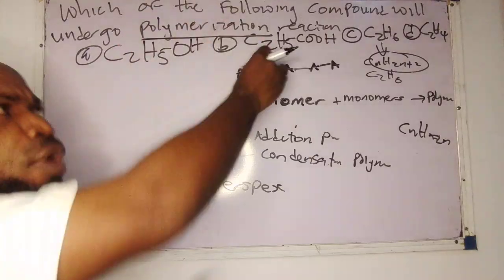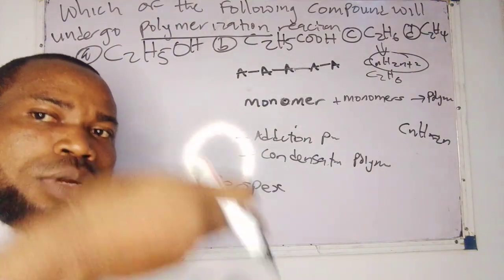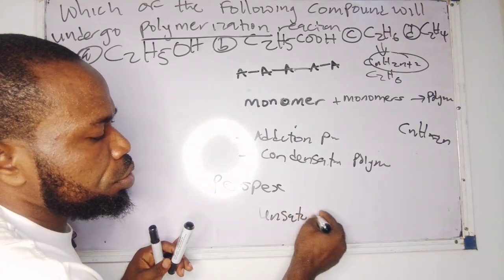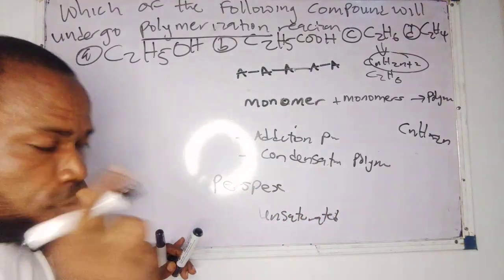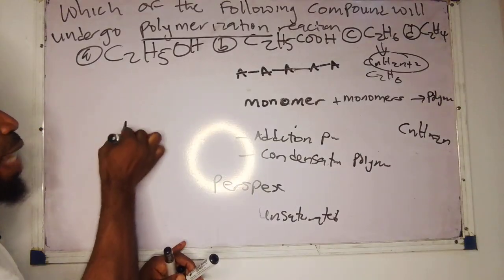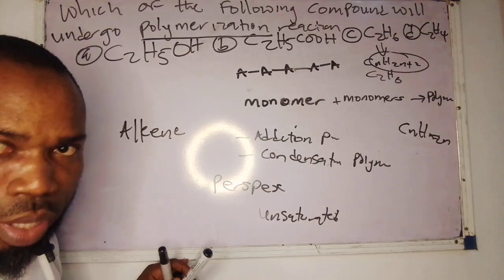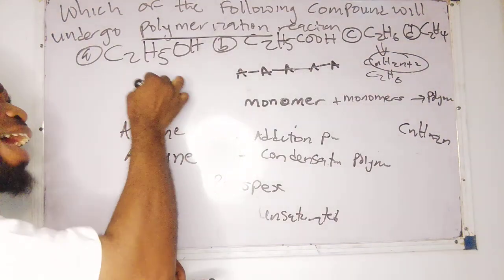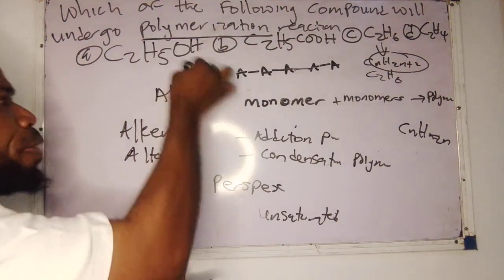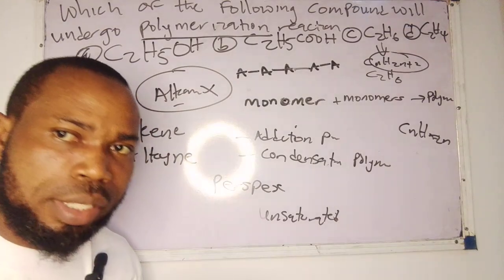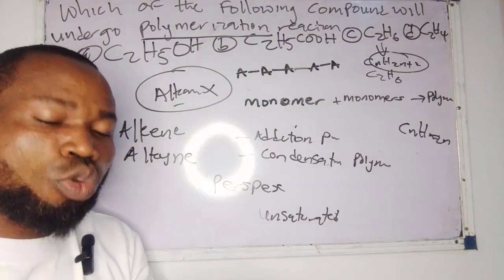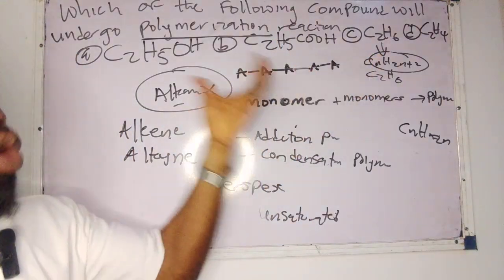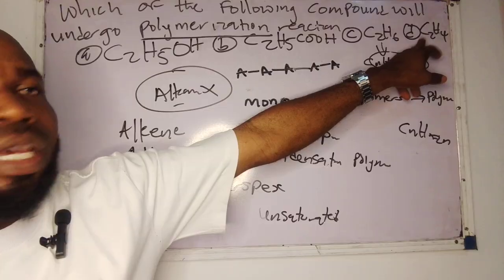But now let's go to the question. Compounds that undergo polymerization are usually what? Unsaturated compounds. That means alkenes can undergo polymerization reaction, yes. Alkynes can undergo polymerization reaction, yes. But can alkanes undergo polymerization reaction? No, because alkanes are saturated. So it's usually unsaturated hydrocarbons that undergo polymerization reaction.